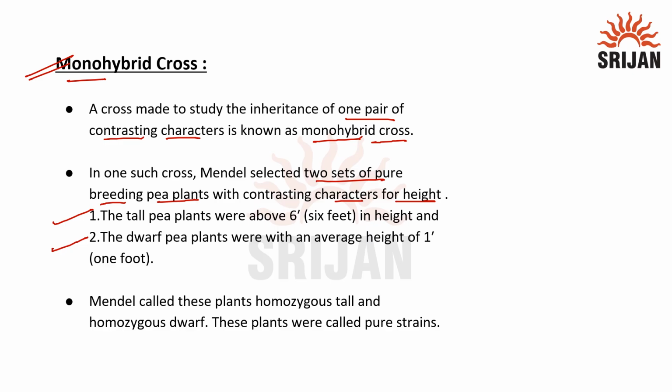So the tall pea plants are those plants which had a height above 6 feet, whereas the dwarf pea plants were those plants which had an average height of 1 foot. So Mendel has taken the homozygous or the pure strain. So when we talk about this homozygous or pure strain, they are going to be homozygous tall and homozygous dwarf. So we represent homozygous tall as capital T, and homozygous dwarf as small t.